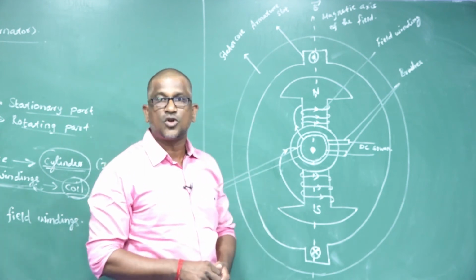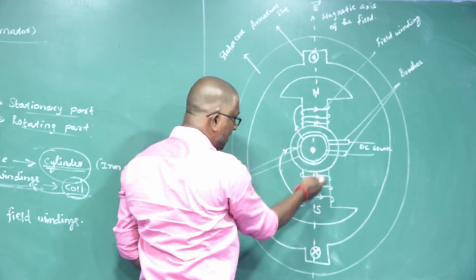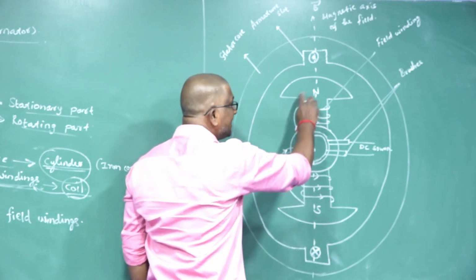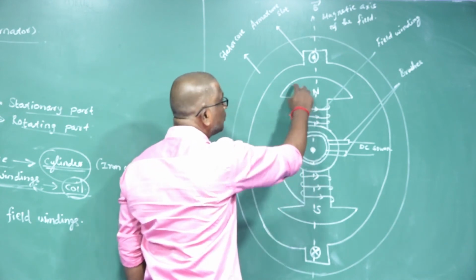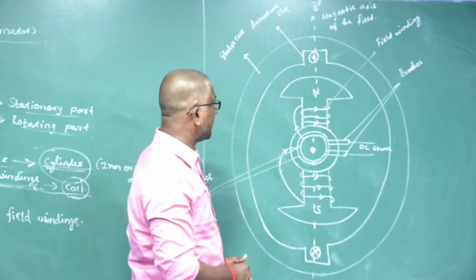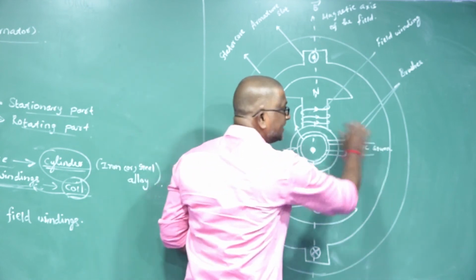The rotor consists of magnetic field windings, in the alternator. So this is the magnetic field winding. This magnetic field winding is wound on a salient pole. This part is called the salient pole. And this salient pole is magnetized by using a DC source.